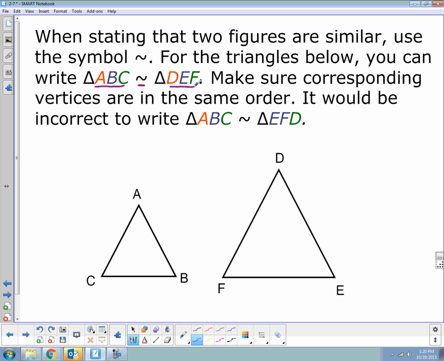And one thing you have to be careful of is it would be correct to say that triangle ABC is similar to triangle DEF. It would be incorrect to say that triangle ABC is similar to triangle EFD, as it states right here. That would be wrong, because A doesn't match with E. A matches with D. And B matches with E, and C matches with F. And so the corresponding angles need to be in the same order. We'll see how that applies in a second.